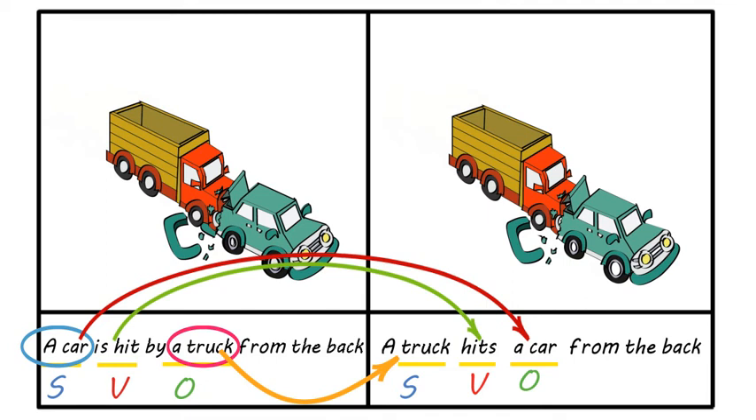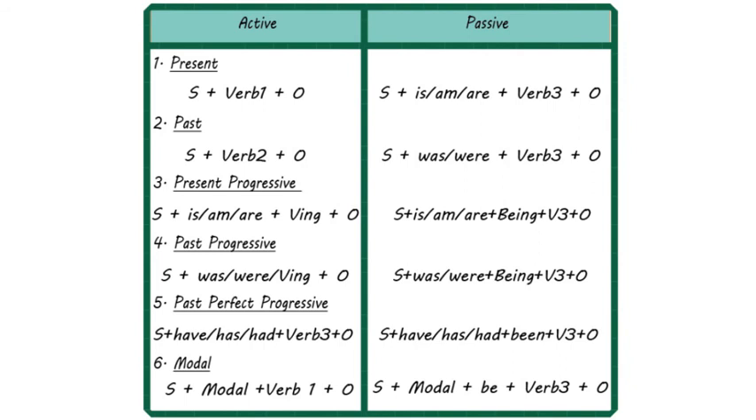What about active verb or passive verb in the sentence? Now have a look at the variation of the rule of verb tenses used in active and passive construction.